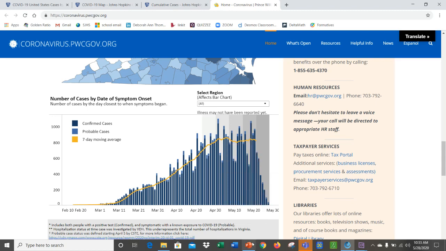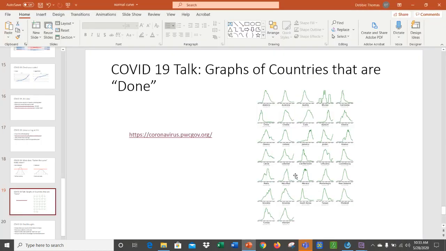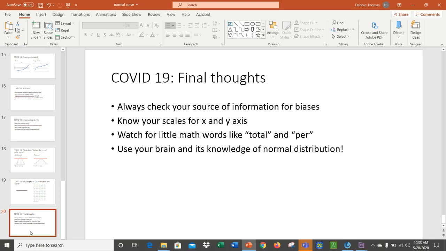Now, if we go back to our PowerPoint, I'm going to point some things out. Normal distributions and a full graph require the same conditions. So something screwy happened here with the conditions and here with the conditions. So we are assuming when we look at Prince William County and using our knowledge, conditions don't change. So, final thoughts when you're looking at the COVID-19 graph sources and information.